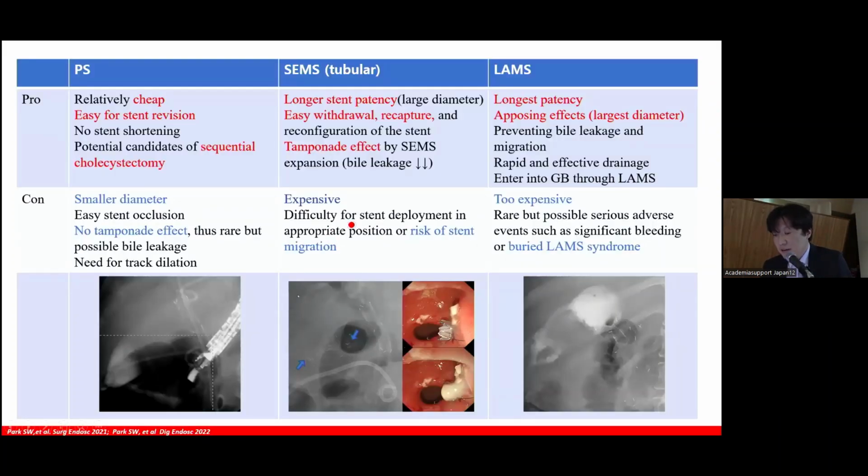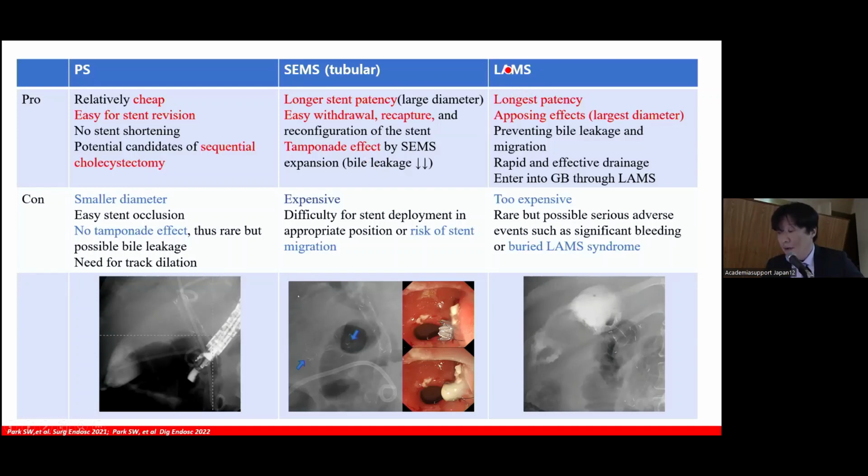Let's summarize the advantages and disadvantages according to stent type. The plastic stent is cheap and easy for stent revision as a potential candidate for sequential cholecystectomy, but it has the limitation of a smaller diameter and no tamponade effect. The tubular SEMS has longer stent patency, easy withdrawal or recapture possibility, and a tamponade effect by SEMS expansion to prevent bile leakage, but it is expensive and has a risk of stent migration.